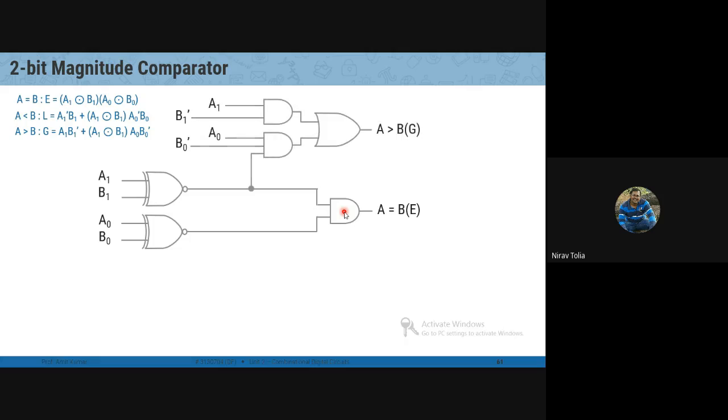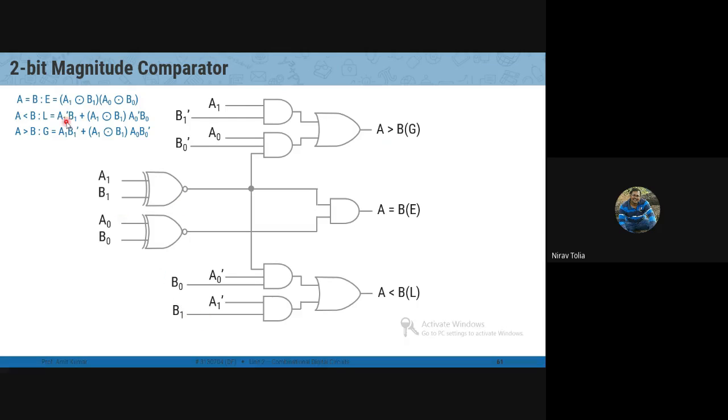Then we have the equation for A greater than B. Here for A greater than B, we have A1 B1 dash. A1 I am taking directly, and B1 dash. So A1 B1 dash plus, and for plus we have an OR gate. A1 coincides with B1, and I am taking that, also multiplying with A0 B0 dash. So I am taking A0 and B0 dash, again giving to the OR gate. So finally we have the circuit for A greater than B. And now the circuit for A less than B.